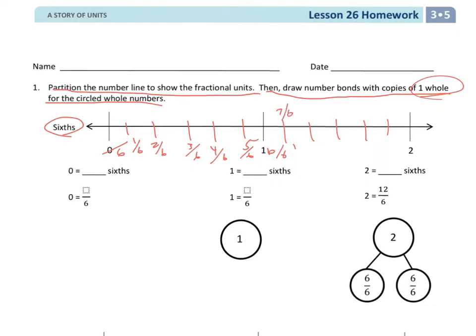Then I have 7 sixths, 8 sixths, 9 sixths, 10 sixths, 11 sixths, and 2 is 12 sixths. So now I can fill in each of these for the whole number. So at 0, I have 0 sixths, and it looks like the fraction 0 over 6, or 0 sixths.